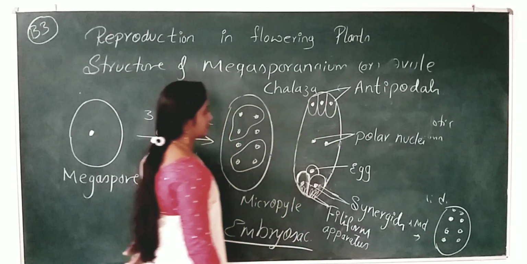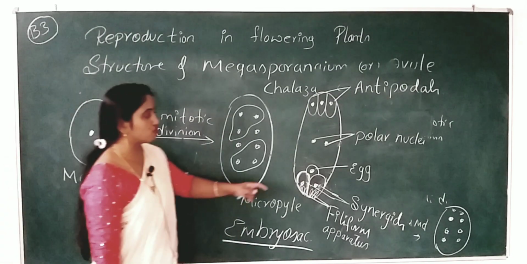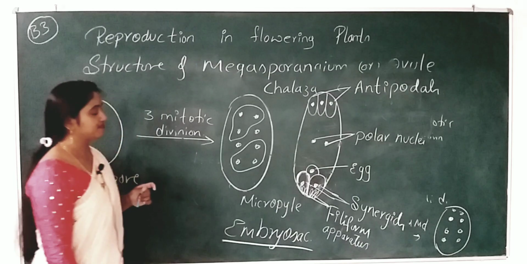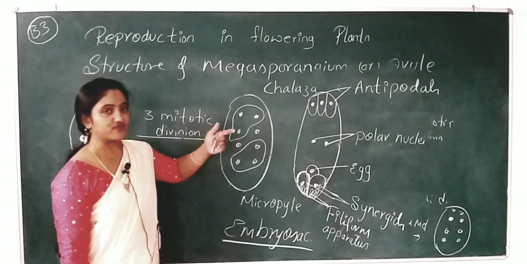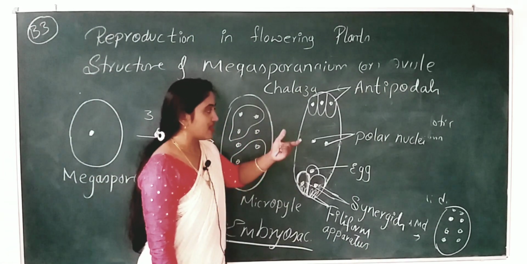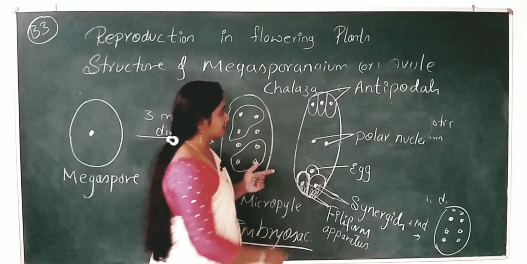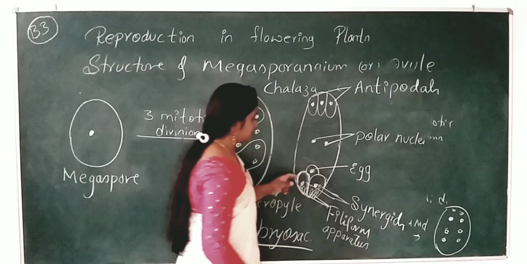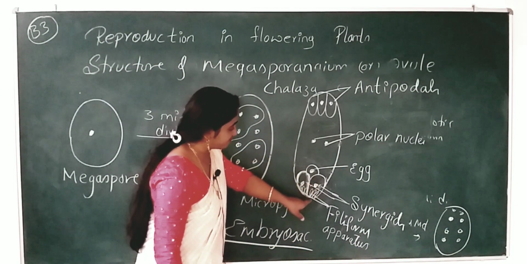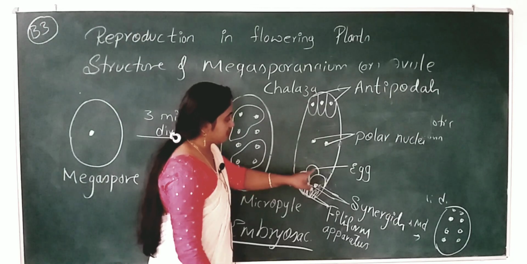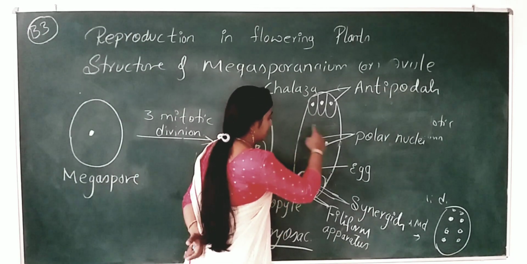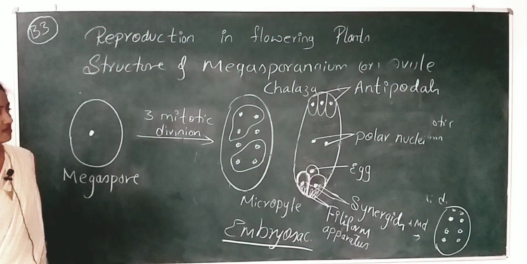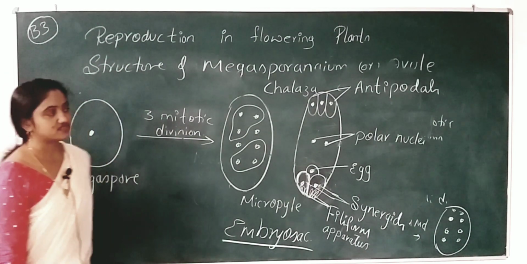Now, the whole pollen grain does not enter inside the ovary. Only the pollen tube having male gametes enters inside the ovary through the synergids or through this filiform apparatus. It will enter inside the embryo sac and fertilization takes place. That we'll study a little bit later. In the next session we'll understand that.